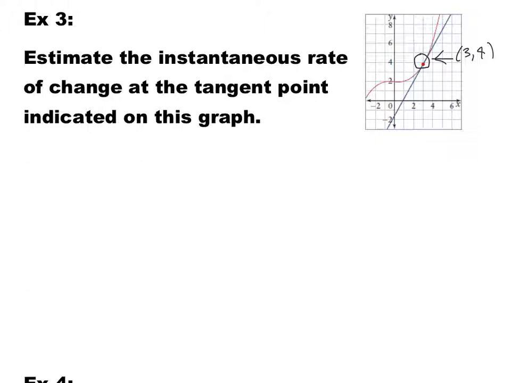Another point on the graph which we can pick is this point, which is the intersection of the grid lines. This point is 1 and 0. So instantaneous rate of change here is 4 minus 0 divided by 3 minus 1, which is 4 over 2, which is going to be 2. And the units depends on the units of x and y here.